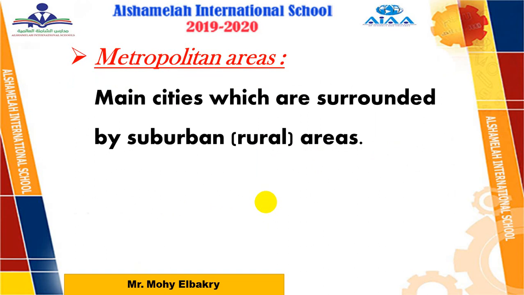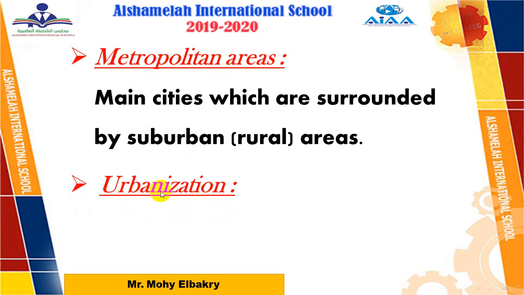What is the meaning of metropolitan areas? Metropolitan areas are the main cities which are surrounded by suburban or rural areas. So, main cities or capital cities, or big cities, that have some small cities or villages around them, are called metropolitan areas. Understand this? Yes.